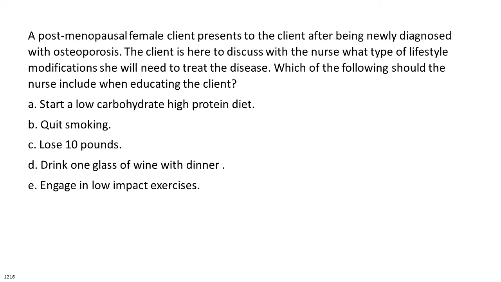A postmenopausal female client presents to the clinic after being newly diagnosed with osteoporosis. The client is here to discuss with the nurse what type of lifestyle modifications she will need to treat the disease. Which of the following should the nurse include when educating the client? A. Start a low-carbohydrate, high-protein diet. B. Quit smoking. C. Lose 10 pounds. D. Drink one glass of wine with dinner. E. Engage in low-impact exercises.